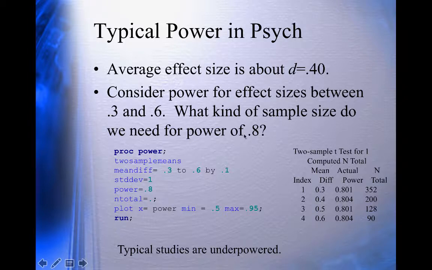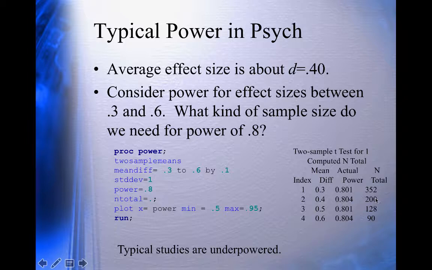So as I said, by convention, the power is 0.8, and if we look at somewhere between 0.3 and 0.6 with power 0.8, what do we need for sample size? All right, so for a two-sample test, if our effect size is 0.3 and the power we want is 0.8, then we need 352 people. If it's 0.4, we need 200.